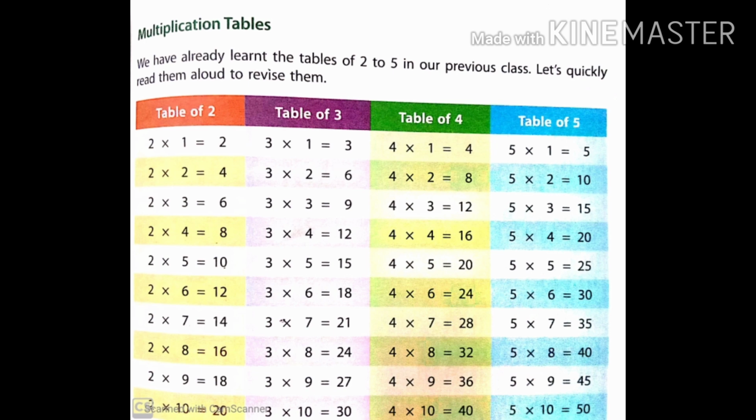Table of 5. 5 ones are 5. 5 twos are 10. 5 threes are 15. 5 fours are 20. 5 fives are 25. 5 sixes are 30. 5 sevens are 35. 5 eights are 40. 5 nines are 45. 5 tens are 50.